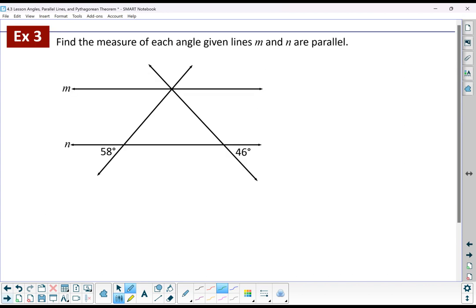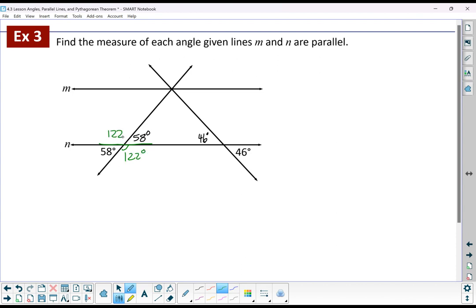Okay, so we've got a diagram here that has a couple of parallel lines M and N, and we've got a couple of transversals, and we are going to try to find the measure of all of the angles in this diagram. So we can start by writing down our vertical angles, 46 and 46. We've got these straight lines, which allow us to calculate the other side of the vertical angles. So 180 minus 58 gives us 122.